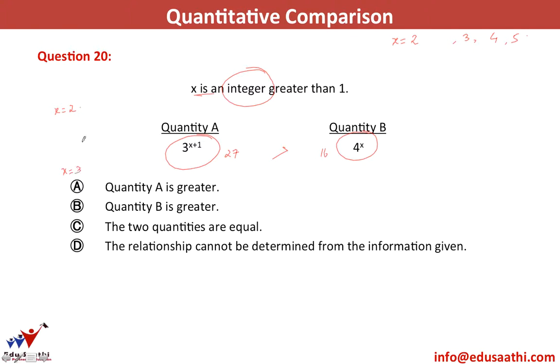Now let me take the value of x as 3. So 3 raised to power 4, which is 81. And this will be 4 cube, which is 64, which is again giving me this as a greater answer. But let me take another value of x, which is 5. So this is 3 raised to power 6 and this will be 4 raised to power 5. Now if I compare 3 raised to power 6 with 4 raised to power 5, what I'll find is 4 raised to power 5 is greater than 3 raised to power 6, thereby giving me contradictory answers, and therefore the answer that I will mark in such a question is option number A.